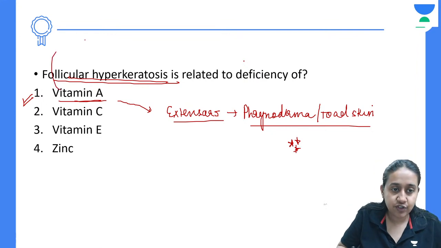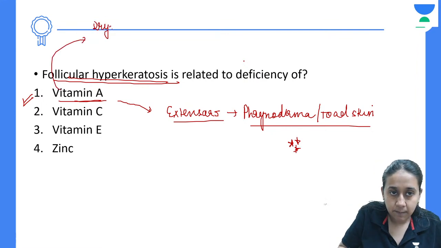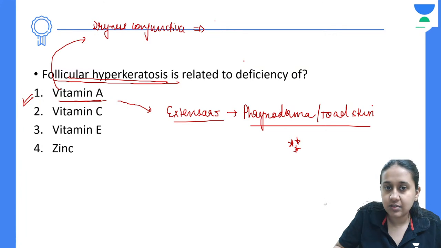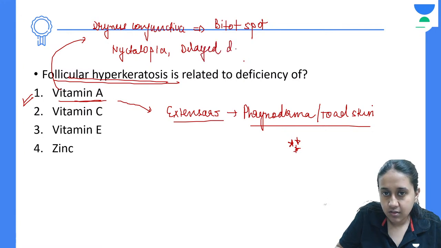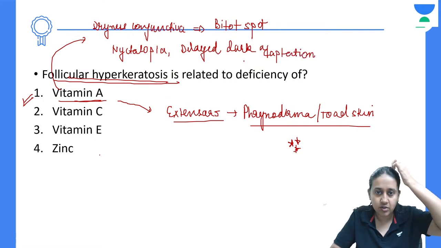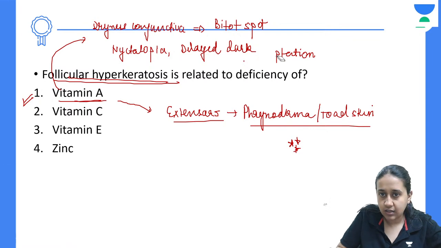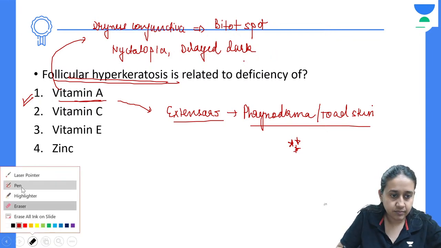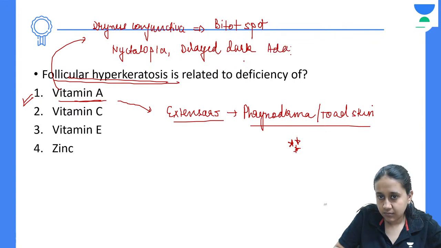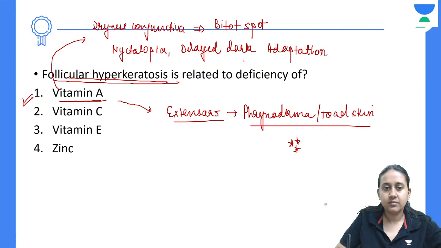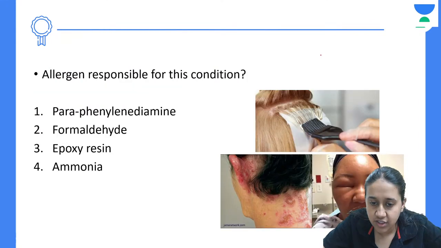In addition to this, vitamin A deficiency will always have dryness of skin and conjunctiva, and it will cause what is known as Bitot spots. The initial presentation will be nyctalopia, delayed dark adaptation. Okay, so these are some of the features which you will see. The next question is on your computer screen.